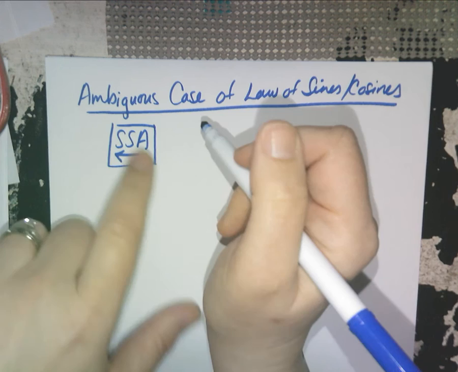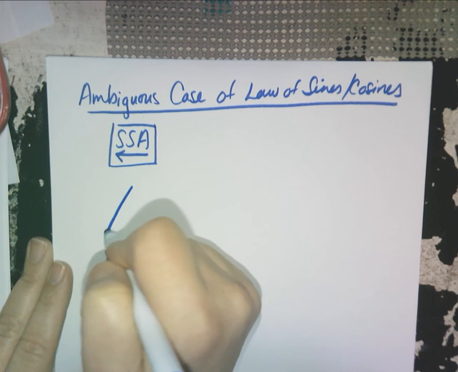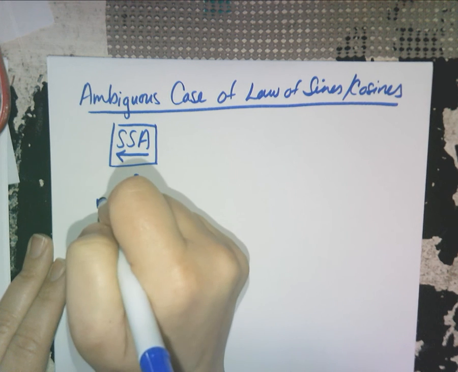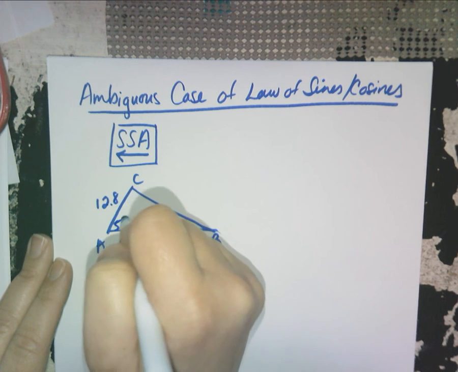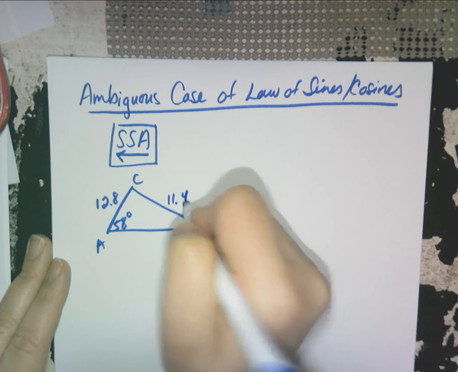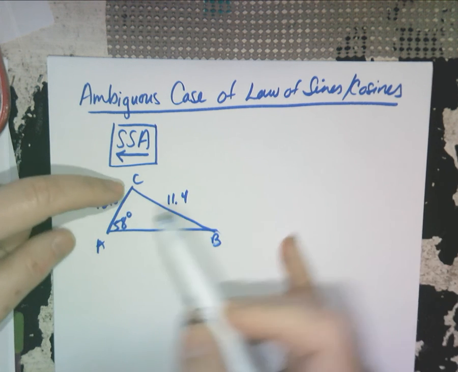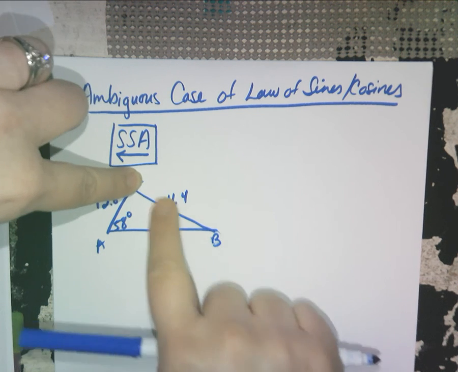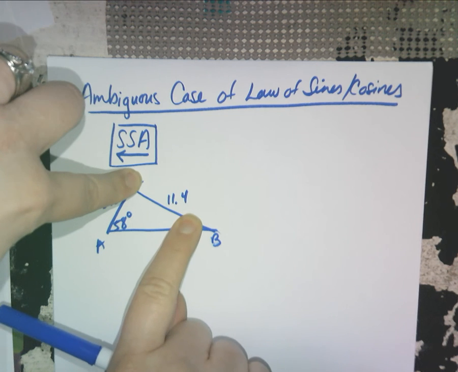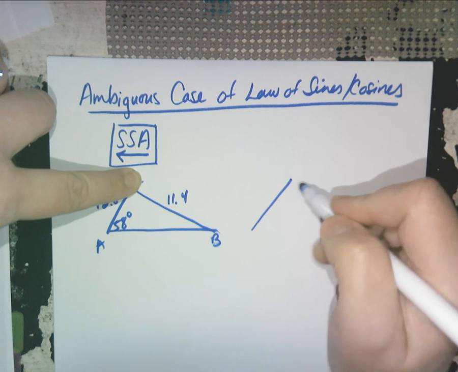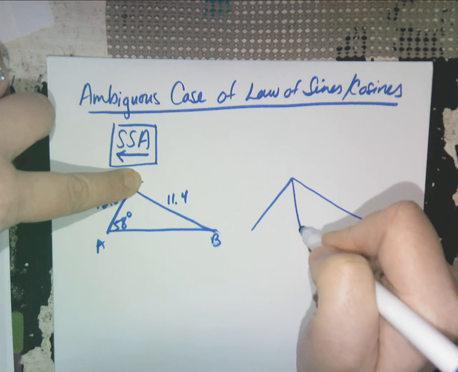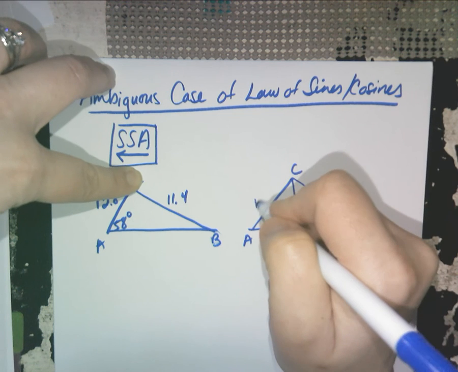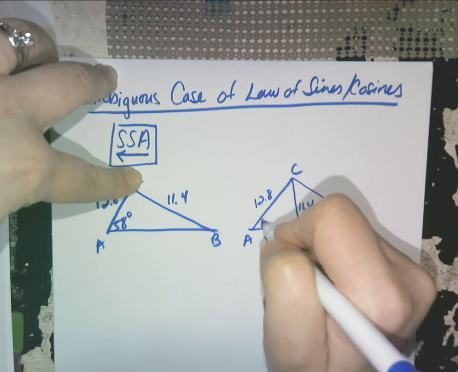Okay, if you end up with a side-side-angle, nothing. Let's say ABC, let's say this is 12.8, this is 58 degrees, and this is 11.4. What could end up happening is, think of this like a hinge right here. You could put your finger right at C, and I, of course, drew this completely inaccurate, but you can actually redraw another triangle. You could have 12.8, 11.4, and then the 58 degrees here.